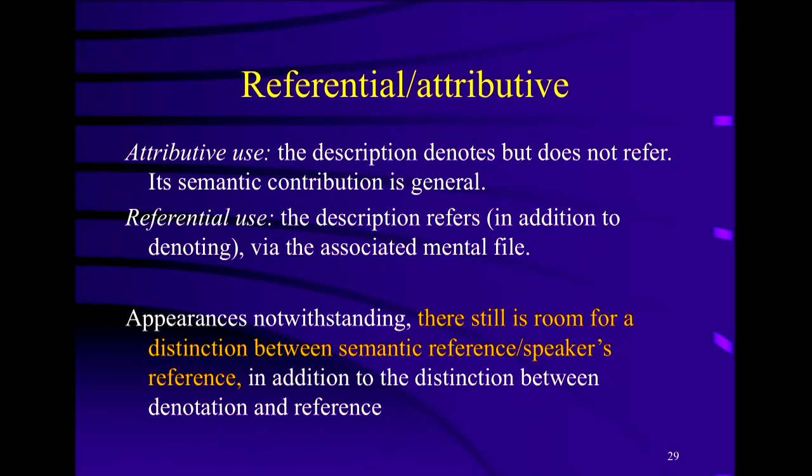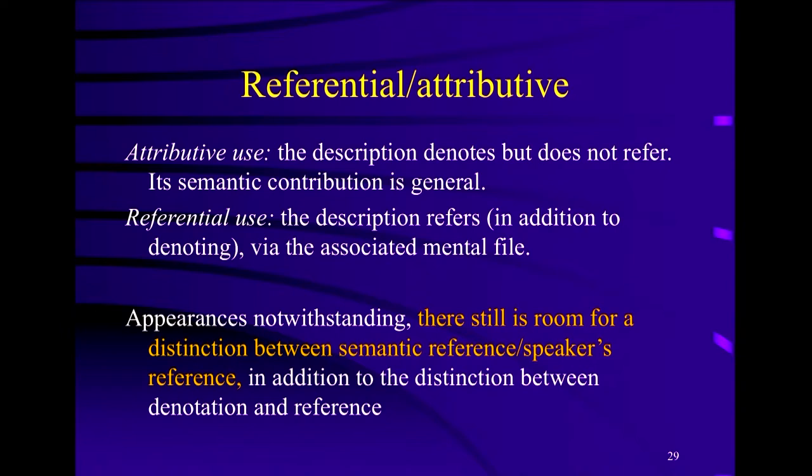So that's really what, as I said, the opponents, the people who use the distinction between semantic reference and speaker's reference have in mind. And Donnellan has something very similar. That's the distinction between denotation and reference. But the point I want to make is that if we accept Donnellan's picture, with denotation on one hand and reference, where all reference is relational, implies having in mind, and is, as it were, speaker's reference, if we accept this, we can still make room for a distinction between two kinds of reference, which we may call semantic reference and speaker's reference.